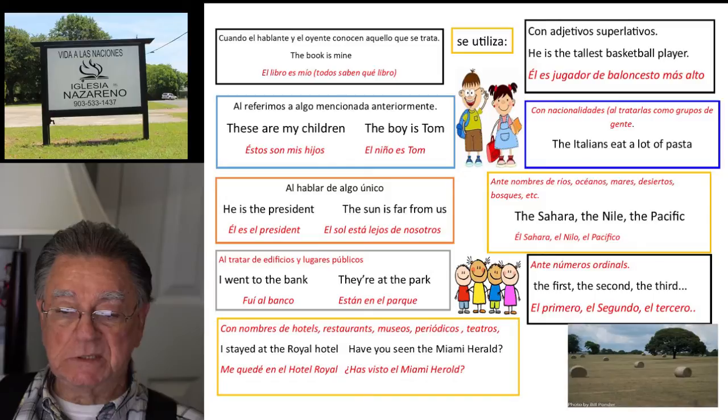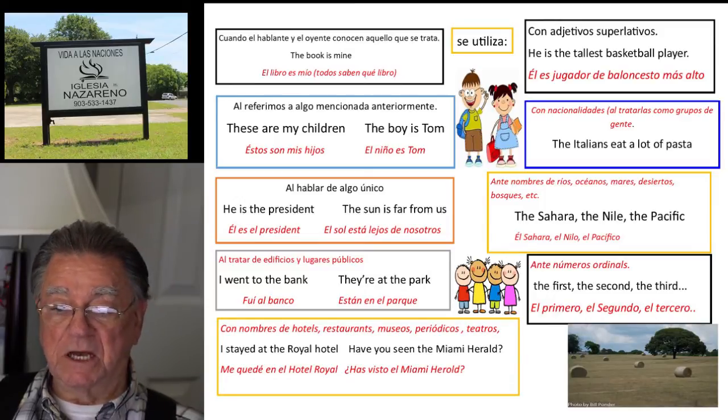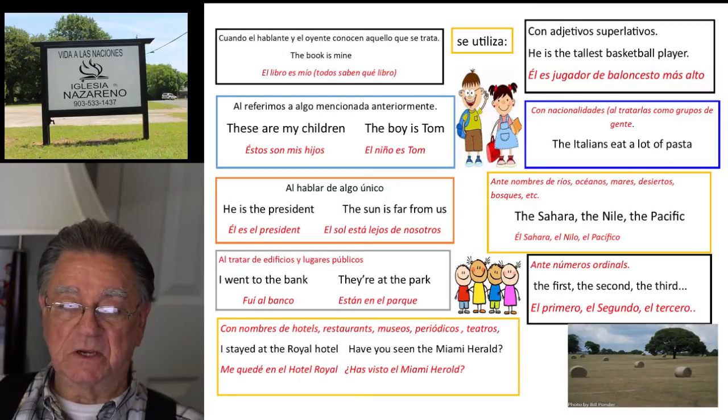Antenombres de ríos, océanos, mares, desiertos, bosques, y otras. The Sahara, the Nile, the Pacific. We're talking about the desert, the river, the Nile, and the Pacific. Pacific usually is the Pacific Ocean, the Sahara Desert, the Nile River. Okay, there's not two Sahara deserts, so it's not a, it's the.